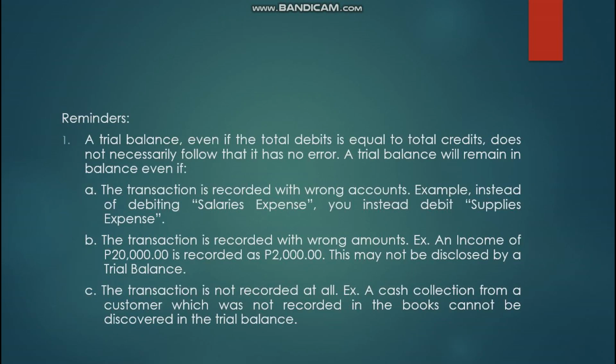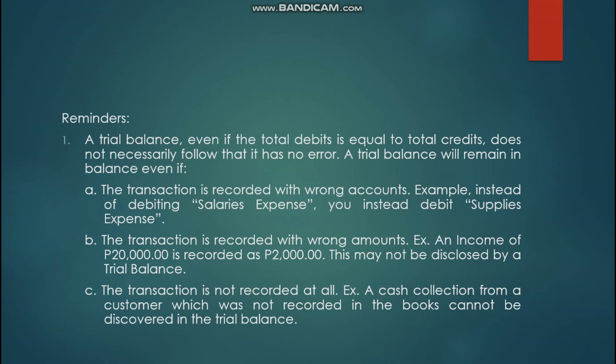However, let me give you some reminders. A trial balance, even if the total debits is equal to total credits, does not necessarily follow that it has no error. A trial balance will remain in balance even if the transaction is recorded with wrong accounts. For example, instead of debiting salaries expense, you instead debit supplies expense. Or the transaction is recorded with wrong amounts. Example, an income of 20,000 pesos is recorded as 2,000 pesos. This may not be disclosed by a trial balance.